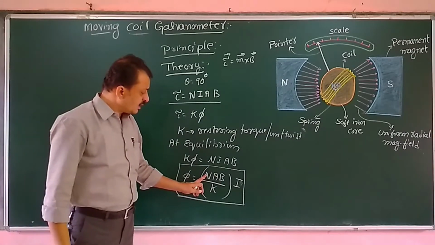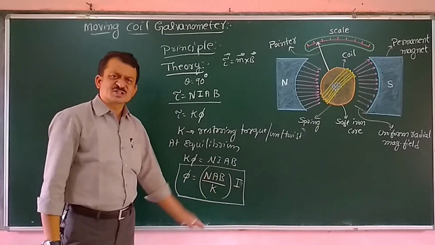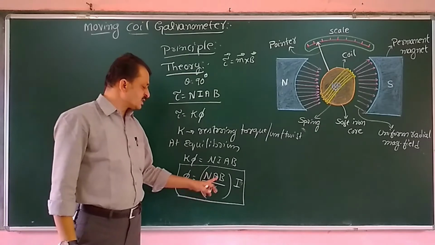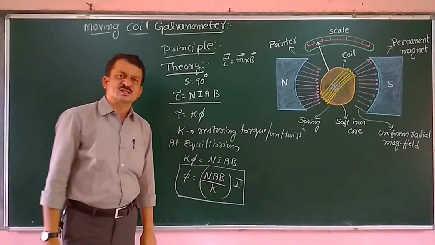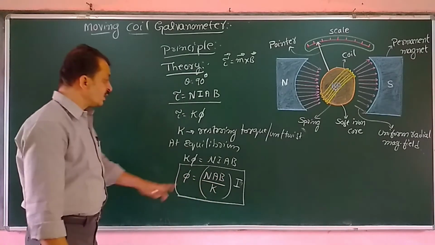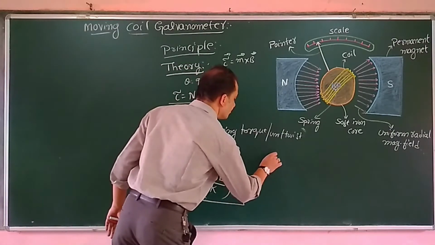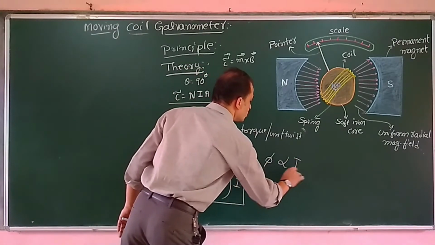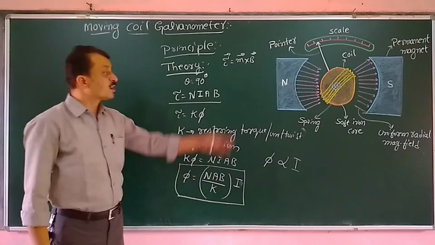From this relation we can calculate what is the deflection. Now look here, inside the bracket term all are constant: number of turns is constant, area is constant, B is constant, K is constant. So therefore the deflection phi is directly proportional to the current flowing through the coil.